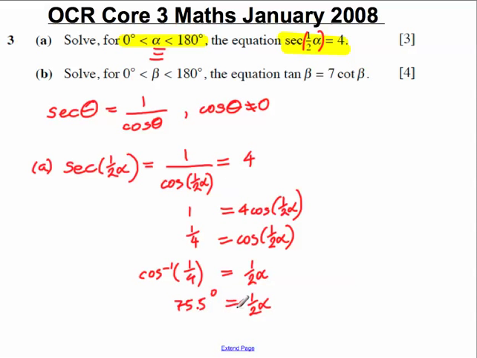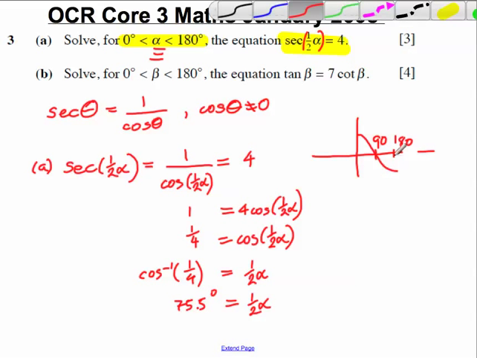Now, whenever you're trying to solve trigonometric functions, always draw your graph out between the range in question. Now, we've shown that sec of a half alpha is equal to 4. That's equivalent to solving cos of a half alpha equals a quarter. So instead of drawing the sec graph, I'm going to draw the cos graph, and I'm going to draw it between 0 and 180. It looks something like this. This point here must be 90, and this point here must be 180. In fact, I can rub away just this bit here because it just confuses matters. That is the cos graph between 0 and 180.